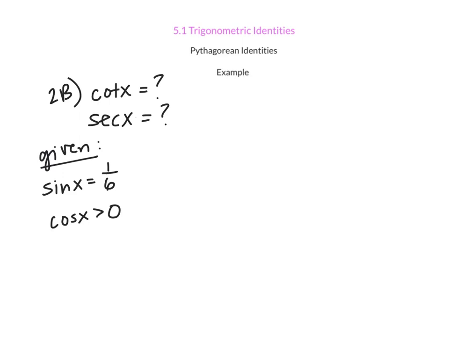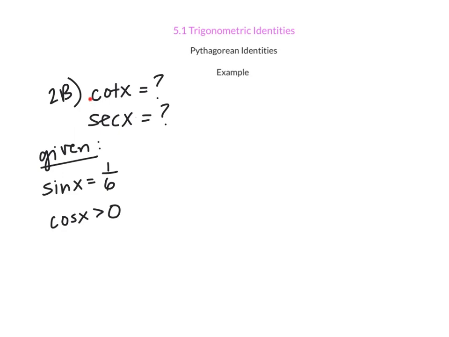Okay, here's our example for the Pythagorean identities. I'm doing the guided practice 2B from page 313. We're looking to find cotangent and secant of some angle, only given that the sine is 1/6 and that the cosine is also positive.